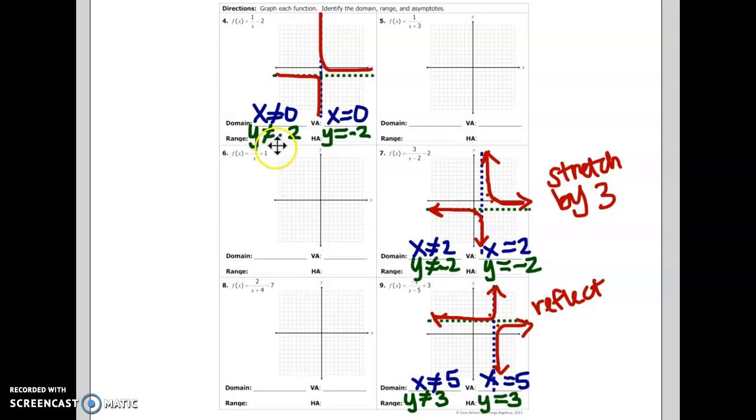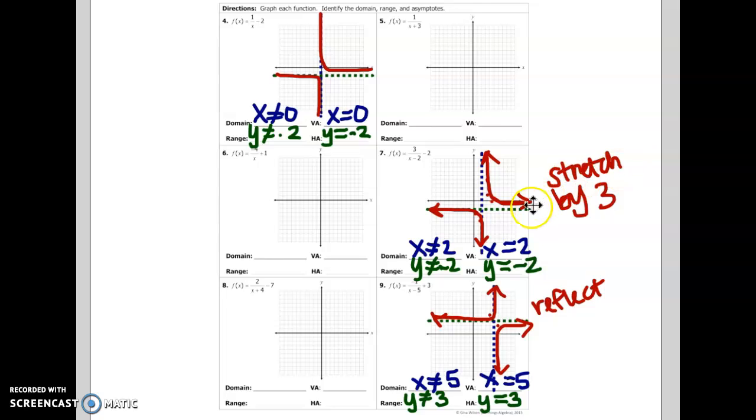So then the domain and range are actually tied to those. If I know my horizontal asymptote is at y equals negative 2, that means my range is all reals except negative 2. Or you can just say y does not equal negative 2, and that's implied. The other thing is then domain: we would say x cannot equal 0.